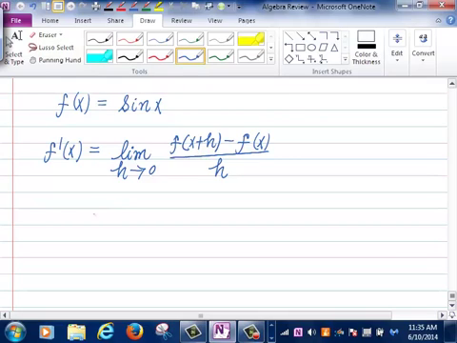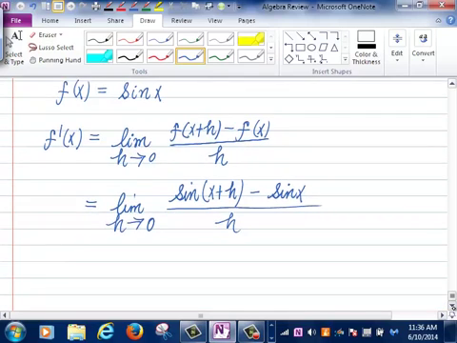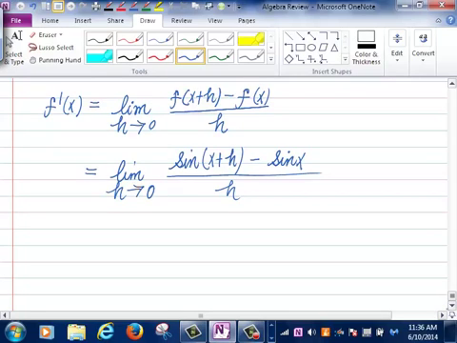Now, what is that? Well, this is the limit as h goes to 0. What is f of x plus h here? Sine of x plus h, minus f of x, which is sine x, divided by h. Well, now I'm stuck, right? What should I do? How do you compute this limit?